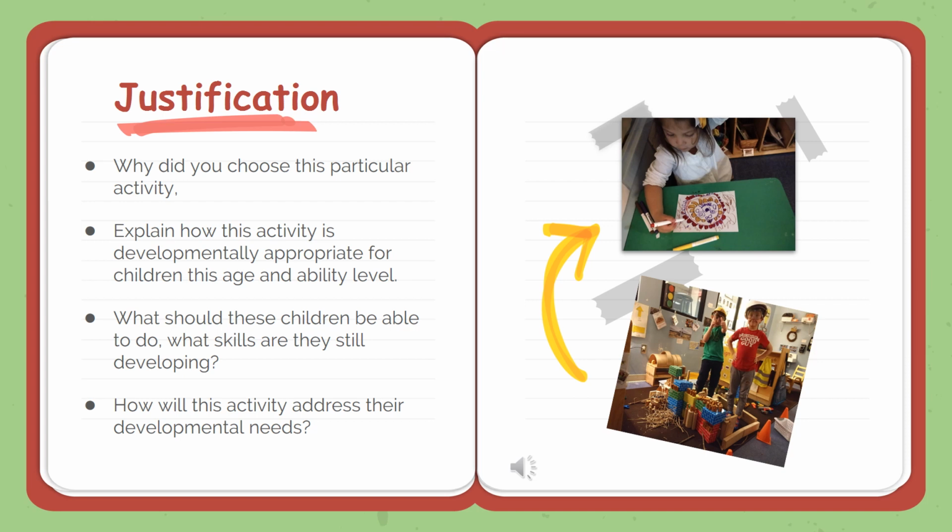We're going to start getting into the nitty-gritty pieces of an activity plan, and the first thing should be a justification. So why did you choose this particular activity? Typically it's based on an observation that you've done of the children in the classroom, but because in this class some of you aren't in a classroom, and that's okay, just consider the age that you've chosen and the activity that you've chosen, and why would you do this activity? Explain how it's developmentally appropriate, what the children should be able to do, what skills they might be working on, how it might pique their interest, how this activity addresses their developmental skill level and needs. All of those things should be included in your justification.